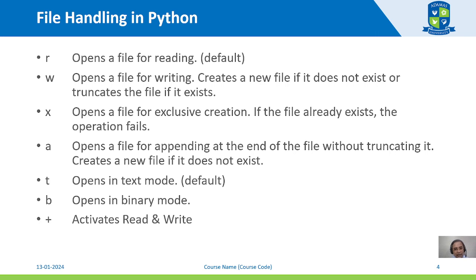And A is used for appending. That means if we want to add some content into the file at the end, then we can use the append mode. Then T opens the file in text mode, that is the default mode, and B opens the file in binary mode, and plus activates the read and write.